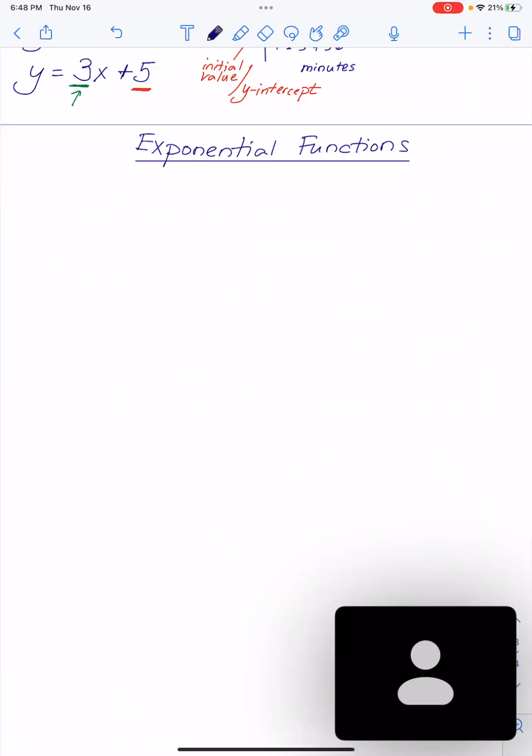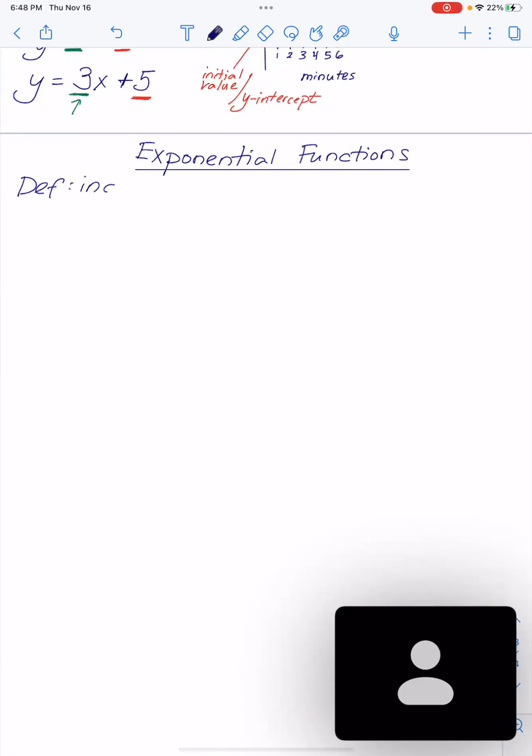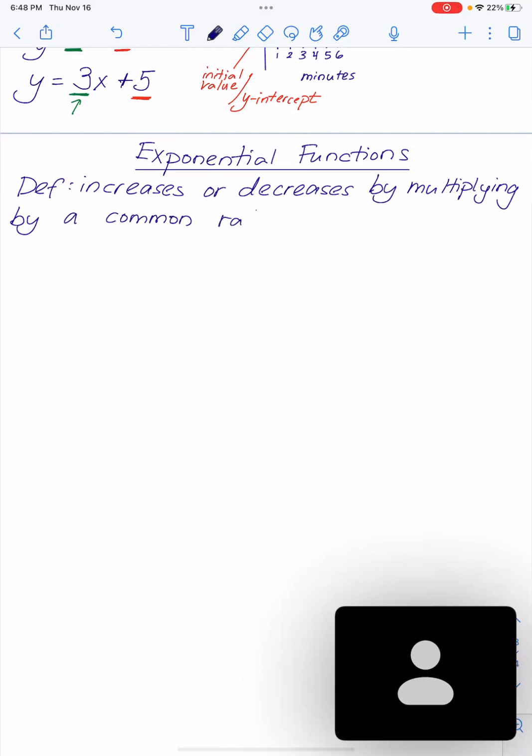Exponential functions. Okay, so what is an exponential function? These are functions that increase or decrease by multiplying by a common ratio r. So you should already be thinking about common ratios of geometric sequences. Okay.